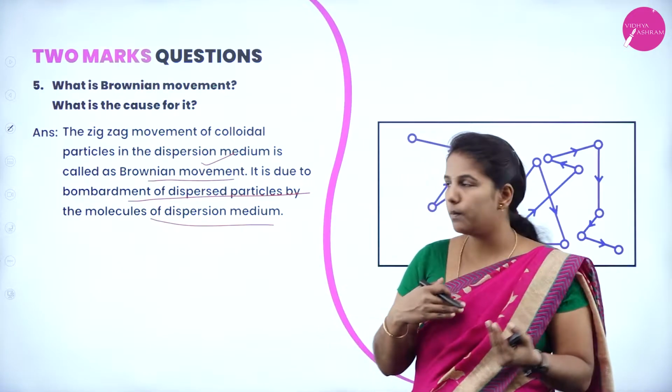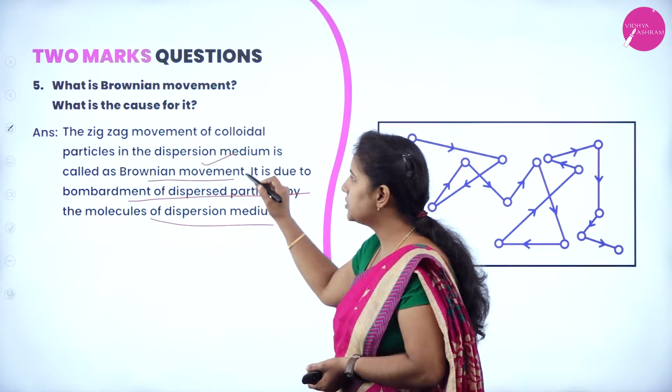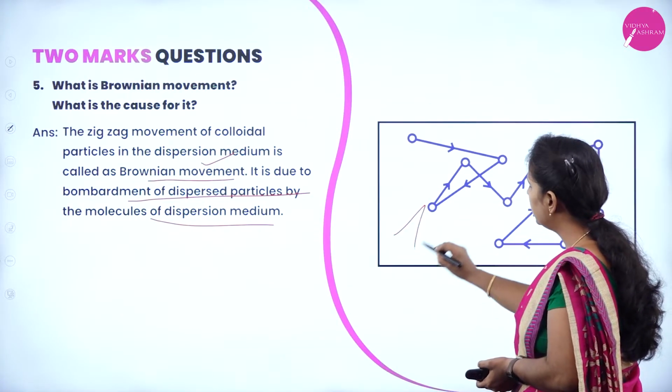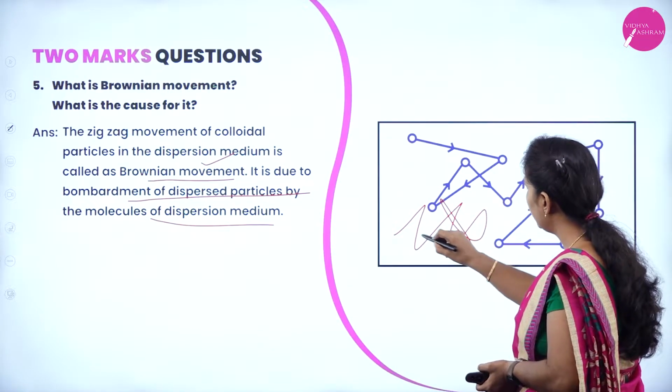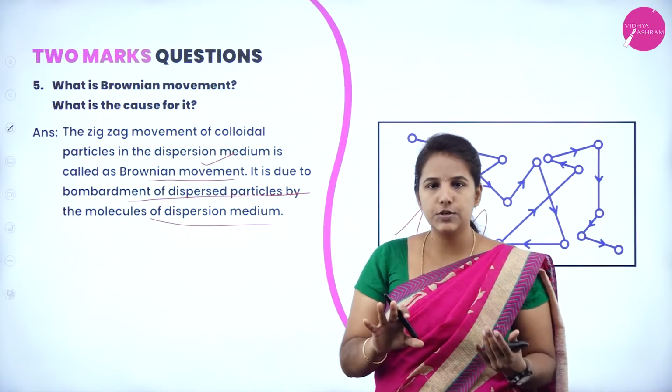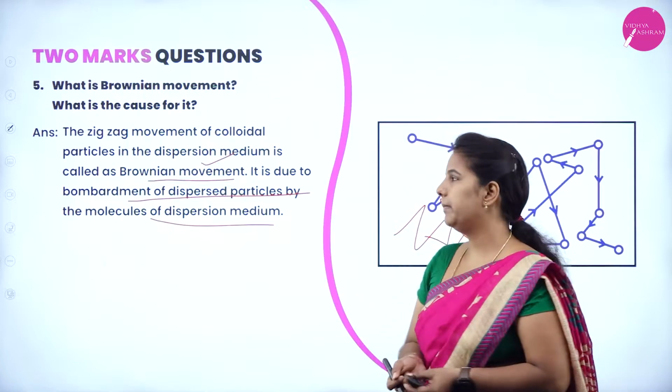Due to the bombardment. Or why they show the zigzag movement? Why will this movement be there like this? You know, the particles will move like this, okay? Why is it like this? Because of the bombardment of the dispersion phase with the dispersion medium.